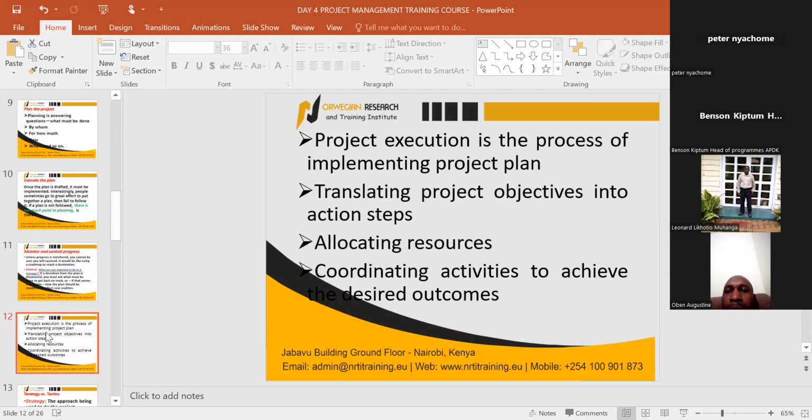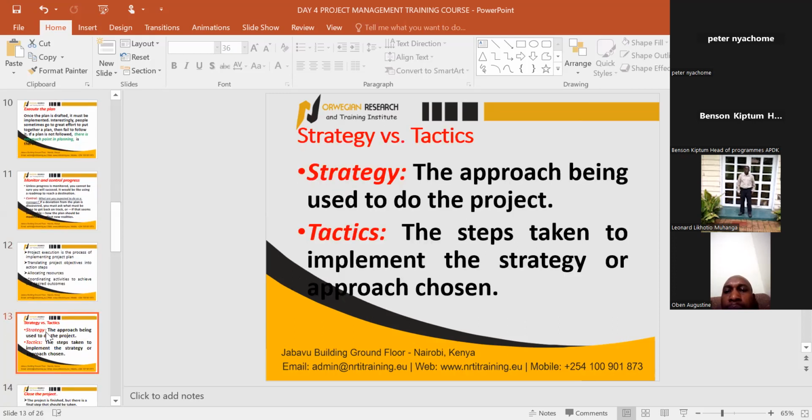Project execution is the process of implementing the project plan, translating project objectives into action, allocating resources, and coordinating activities. Strategy is the approach being used by the project to deliver. Every objective will have to have a strategy of delivering it. Tactics are the steps taken to implement the strategy. So differentiate these two: tactics are the steps we take to implement the strategy, while the strategy is the approach we are using to deliver the project.